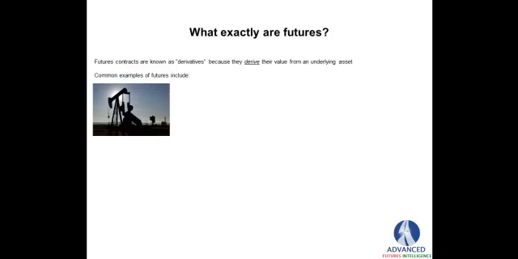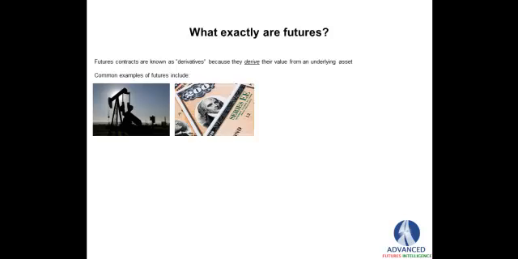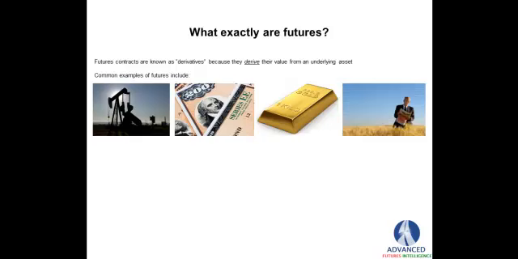Futures contracts are known as derivatives because they derive their value from an underlying asset. Some common examples of futures include energy futures: crude oil, natural gas, heating oil; financial futures such as indexes, S&P, Dow Jones, bonds, currencies. Then you have precious metals: gold, silver, platinum, palladium. And of course you have grains such as soybeans, corn, and wheat.